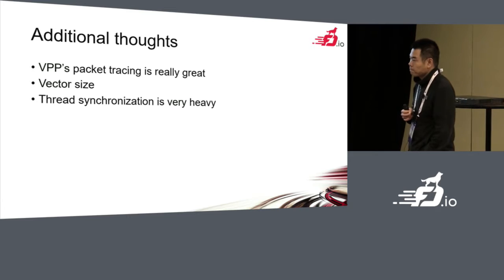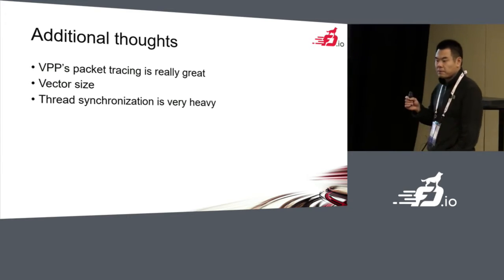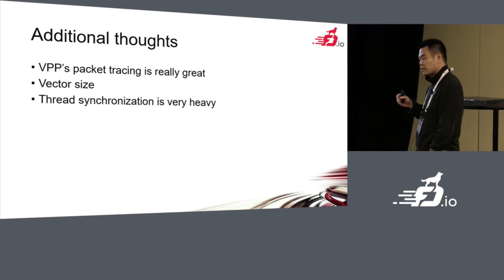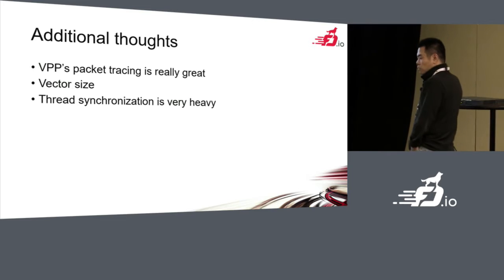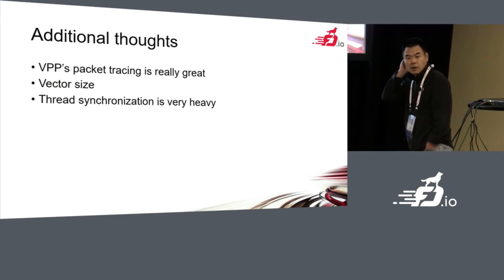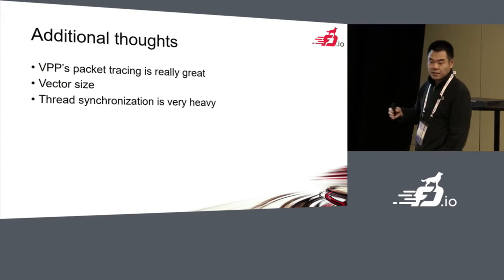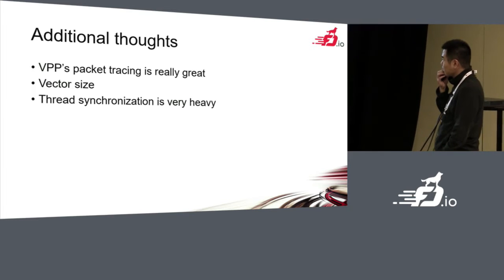The second one is vector size. As we know, by default, VPP uses 256 as a vector size, but it's not really the optimized vector size for real traffic load. So we found that in our setup, in most cases, a 64 vector size is a good one. Let's say for OVS DPDK, essentially just using 32 vector size.